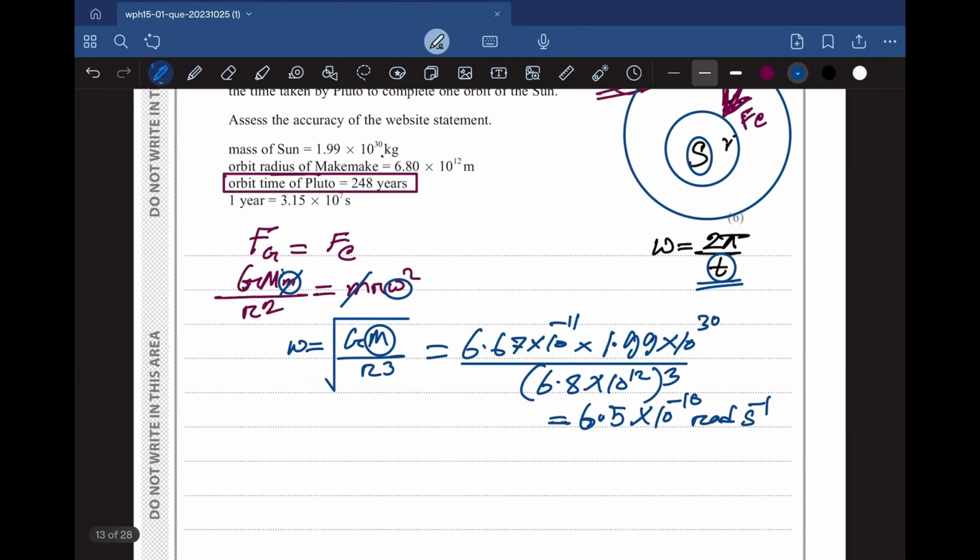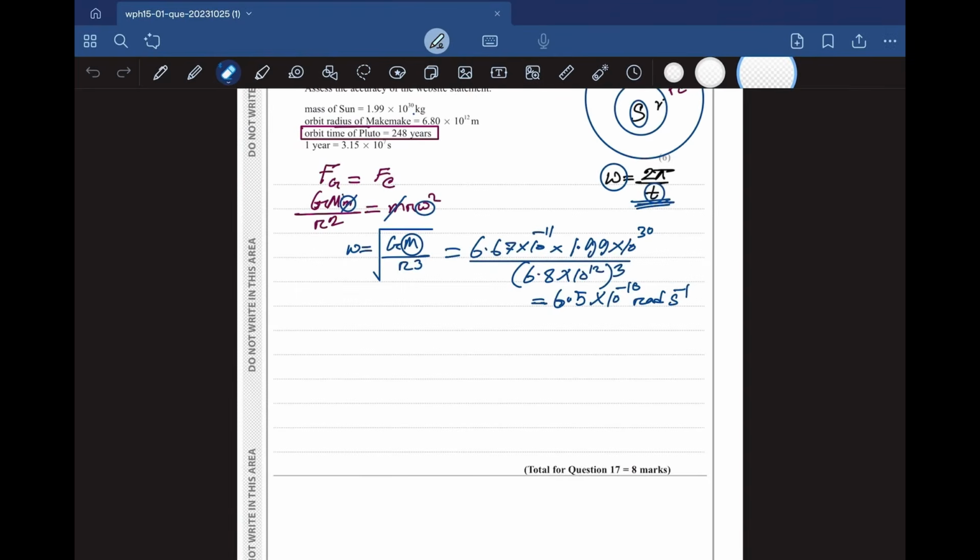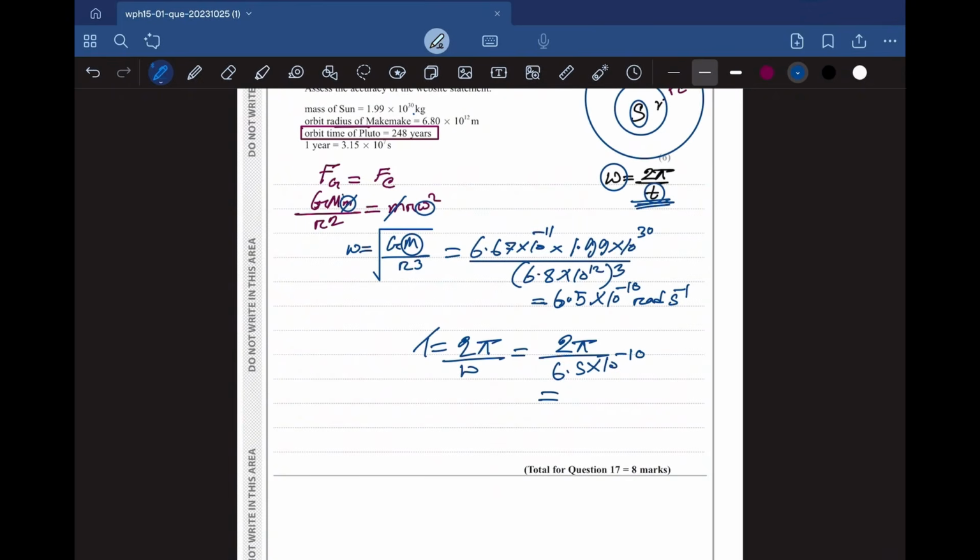We have calculated our angular velocity. Now we will have to just figure out the time period by dividing 2 pi by angular velocity. So time period is equal to 2 pi by angular velocity, and we have figured out the angular velocity previously, so it will be 6.5 into 10 to the power minus 10. So our time period's value will be 9.67 into 10 to the power 9 seconds.